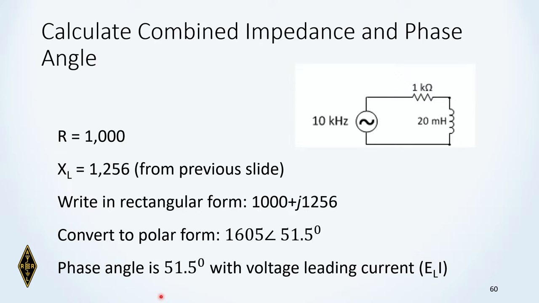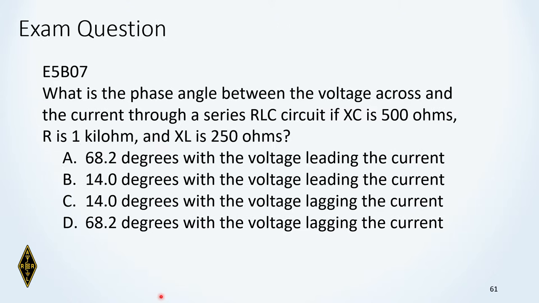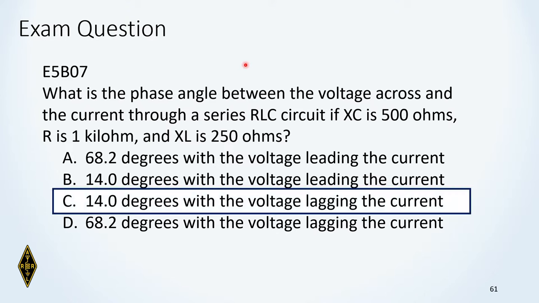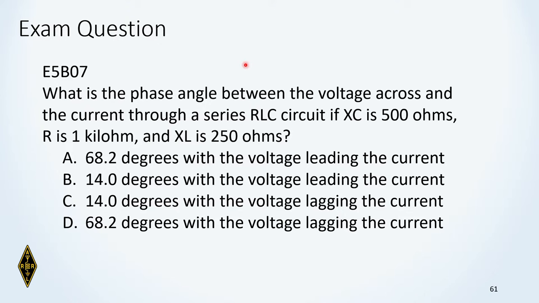Here it is on the slide. We did that on the prompt card. And we're right into some exam questions. So we try to give you just enough theory to make you tired, and then we get into the exam questions. Okay. Now, what is the phase angle between the voltage across and the current through a series RLC circuit if X sub C is 500 ohms, R is 1 kilo ohm, and X sub L is 250 ohms?